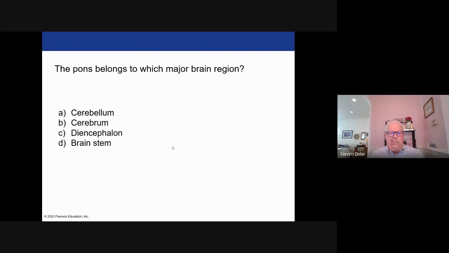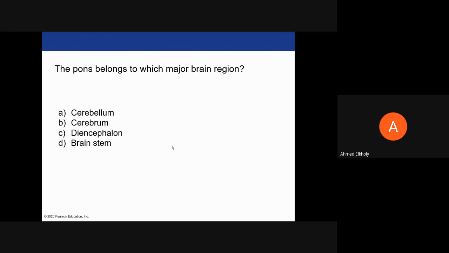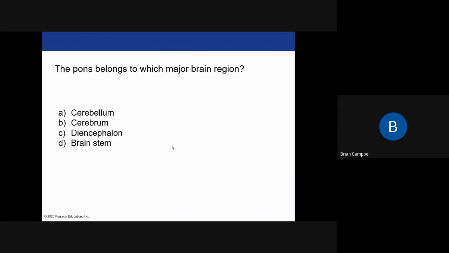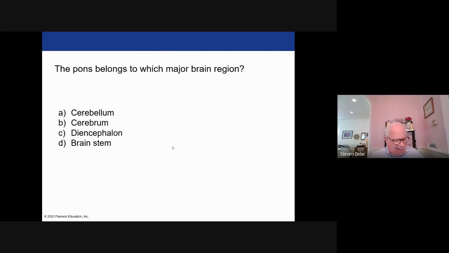The pons belongs to which major region of the brain? B. B is not correct. A. A is not correct. The answer is D, the brainstem. Now, let's focus on this a little bit because there are a lot of questions on the parts of the brain on exam number 3.